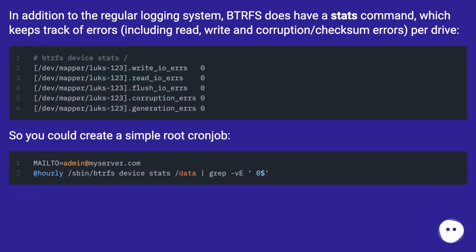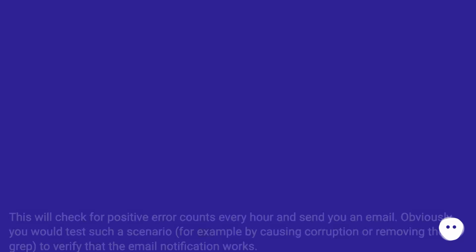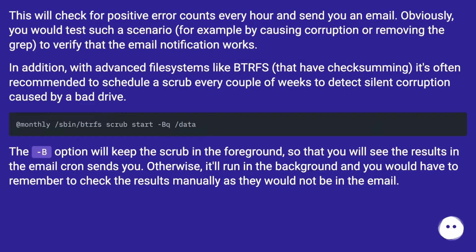In addition to the regular logging system, Btrfs does have a stats command which keeps track of errors, including read, write and corruption/checksum errors per drive. So you could create a simple root cron job. This will check for positive error counts every hour and send you an email.